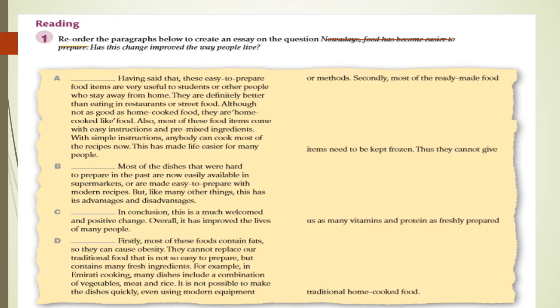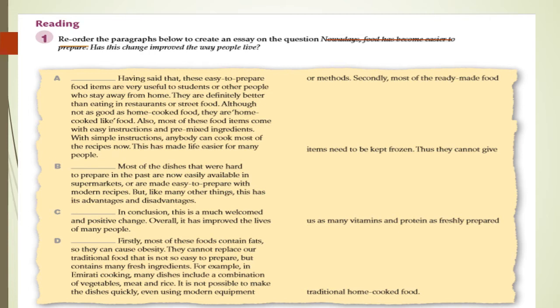So here, girls, we have four paragraphs. We have to read all of them and find out which one is number 1, number 2, number 3, and number 4. Always number 1 is the introduction, beginning, starting the paragraph. Then number 2, number 3, will be the body of the paragraph. Number 4, this is the finishing.